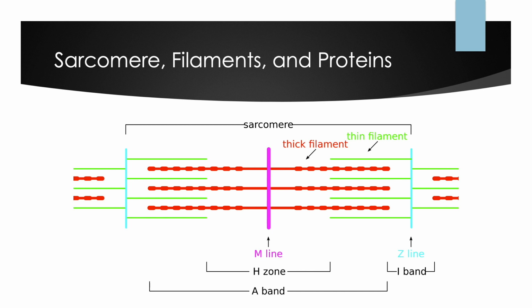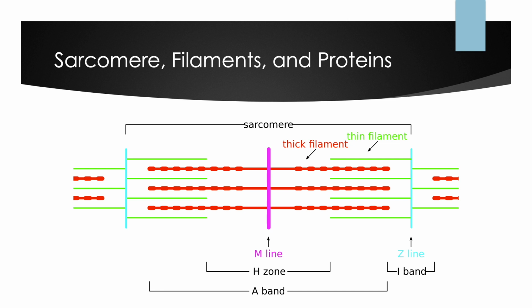So first we have the Z line, and the Z line is this teal colored line on the outside of the sarcomere. Then we have the M line, which is this pink colored line in the middle. Next we have thin filaments and thick filaments, and thin filaments are just these green filaments that are running horizontally, whereas the thick filaments are the red filaments that are a little bit thicker and they're also running horizontally.